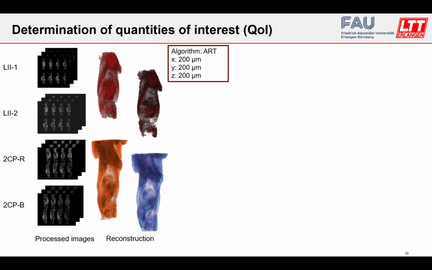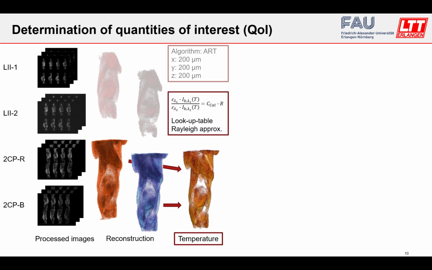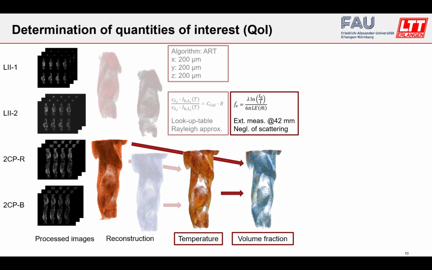Now we can calculate our first quantity of interest, the temperature, by just building a ratio of our signal intensity cubes from the 2-color pyrometry cameras. I already explained how it works in the theory section. The next quantity is the soot volume fraction. We compute this using the temperature cube and one of the signal intensity cubes of the 2-color pyrometry cameras. By doing that, we only get relative values for the soot volume fraction. But if we couple it with an extinction measurement, which we performed at 42 millimeters height above the burner in the laminar Gülder flame, and also neglect influences of scattering, we get absolute values for the volume fraction.